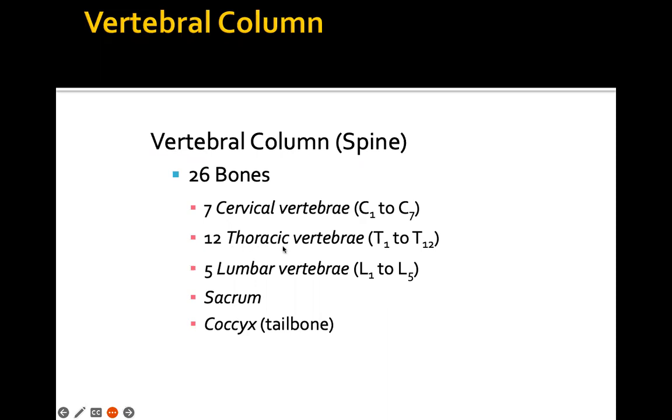Then you have thoracic vertebrae, which are 12. And these are labeled T1 to T12. Then you have the 5 lumbar, L1 to L5, and the sacrum, and then the coccyx, which by evolution, as they say, has reduced its function, and therefore it has also reduced its structure as far as size is concerned.